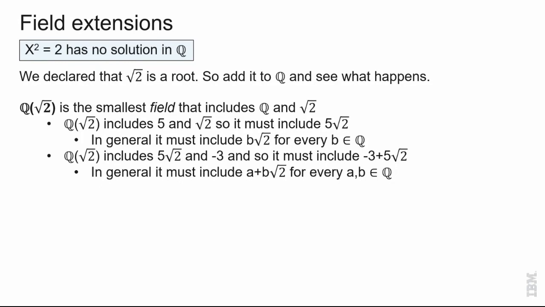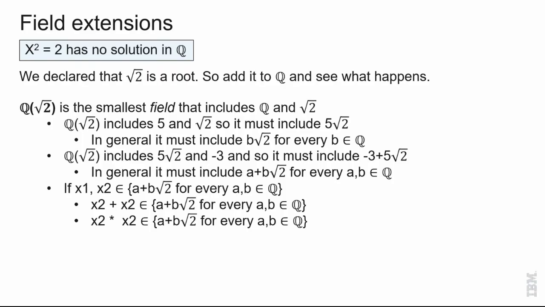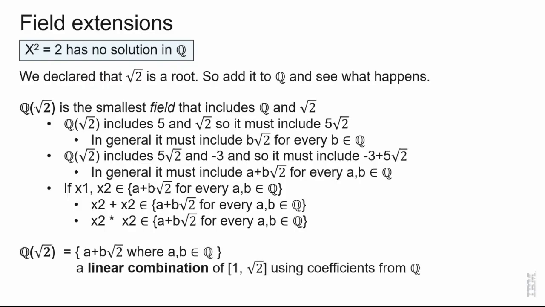And it turns out that this is enough. If you take all the numbers of the form a plus b times square root of 2, you get something which is closed under addition and multiplication. Any two values of this form, if you add and multiply them, you get another value of this form. So this is the minimal extension of the field of rationals that contains the square root of 2.